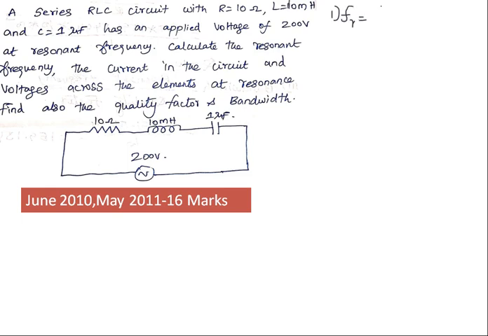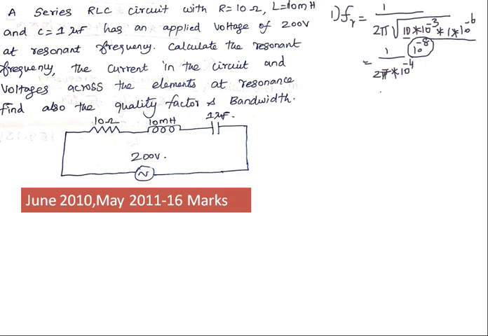The resonant frequency formula: FR is equal to 1 divided by 2 pi root of L into C. What is the value of inductance? 10 millihenry, which is equal to 10 into 10 power minus 3. C value is equal to 1 into 10 power minus 6 farad. So LC is equal to 10 power minus 8. Root of 10 power minus 8 is 10 power minus 4, so FR is 1 by 2 pi into 10 power minus 4. Taking it to the numerator, it is 10 power 4.